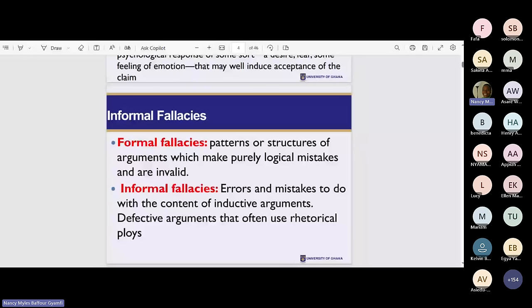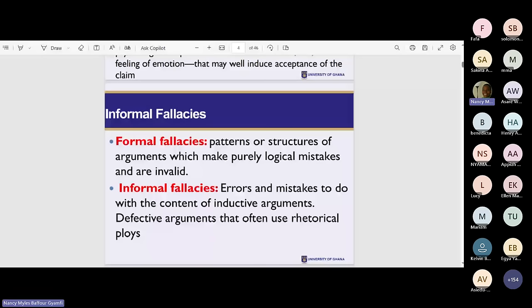Okay. So, Sakina, if your mic is better now, you can do the informal fallacies versus formal fallacies. I've talked about it already. I just want you to read over. Then we move. Very quickly, then I will continue the other one.